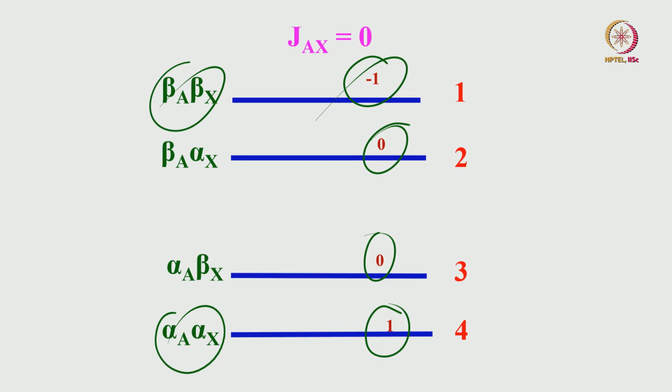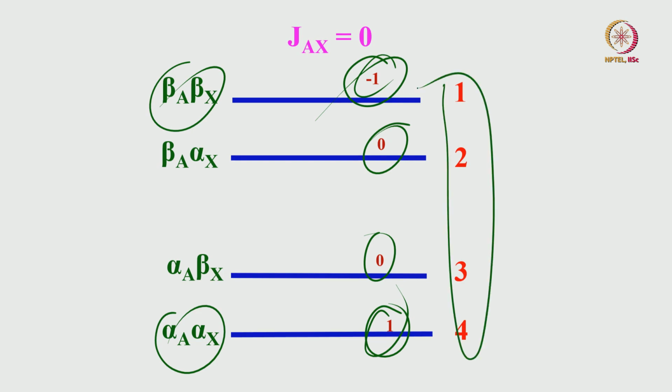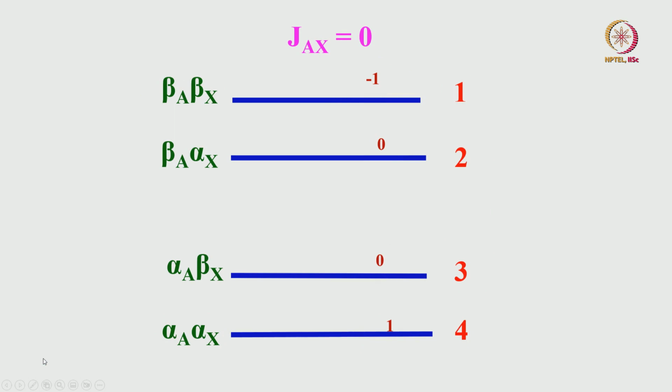The total magnetic quantum number for the energy state is the sum of these two, which will become 1, -1, 0, 0. And I have numbered these energy states as 1, 2, 3, 4 for ease of understanding. So, this is what it is. Let us see now how we are going to see the spectrum.